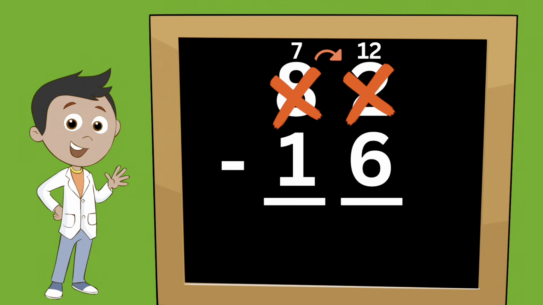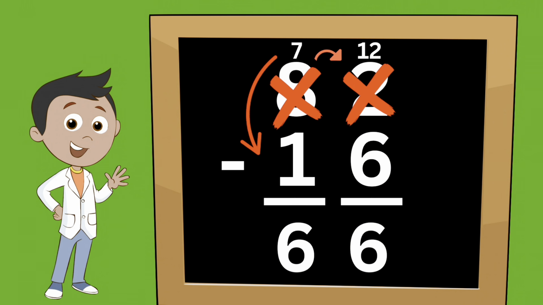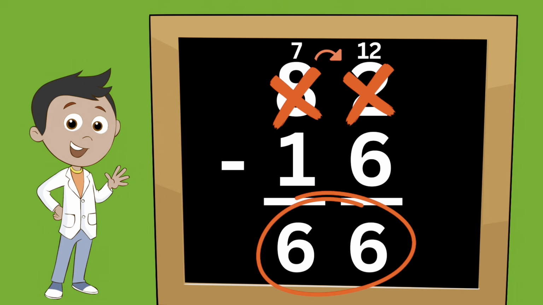Now we can subtract our ones column. 12 minus 6 equals 6. Then we can subtract our tens column. 7 minus 1 is 6. So 82 minus 16 equals 66.